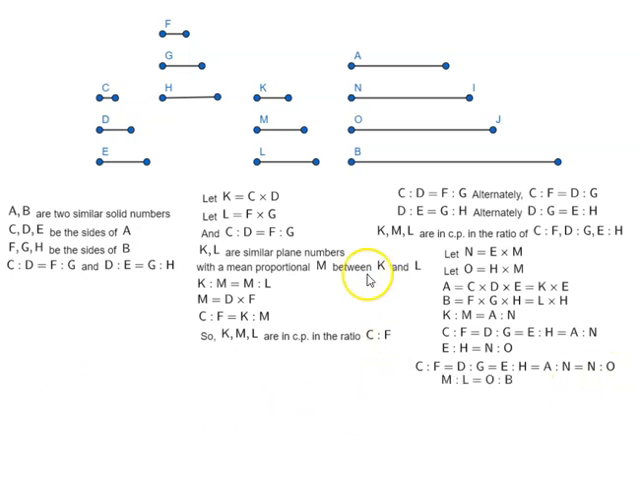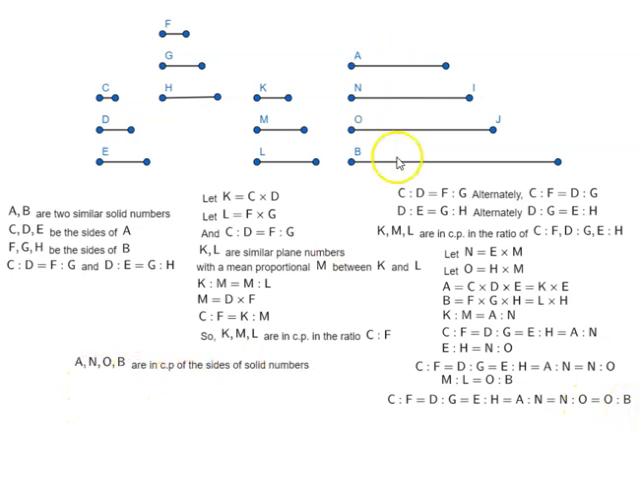Now, M is to L is equal to O is to B. How? Because M measures O H times and L measures B H times. So M is to L equal to O is to B. So which means we can continue this proportion further. C is to F equal to D is to G equal to E is to H is equal to A is to N is equal to N is to O is equal to O is to B. So that means A, N, O, B are in continuous proportion of the sides of solid numbers.